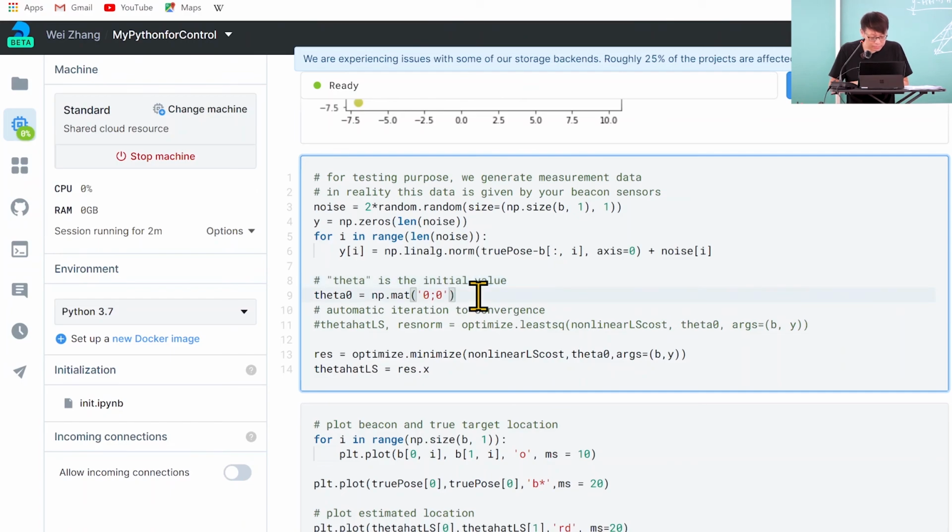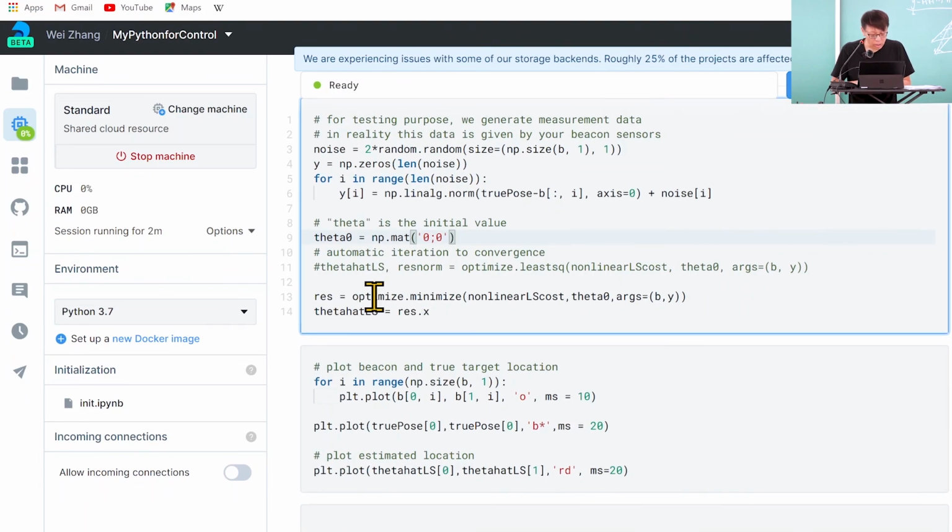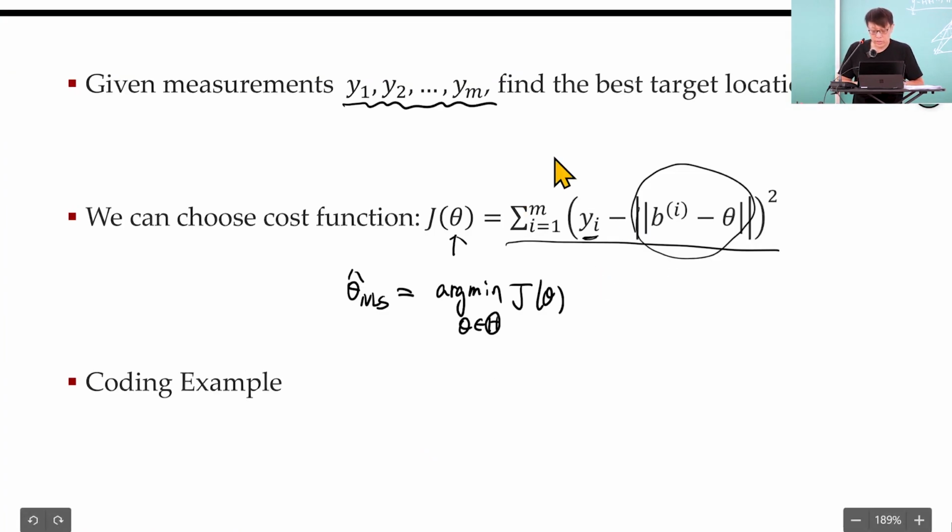Then I initialize my initial guess at theta 0. Okay, then I call optimize.minimize. Minimize what? A cost function. All right, with the initial guess and with additional data parameters I need to pass to the cost function. Then I find the solution. So now the key is what this cost function is. The cost function is this.